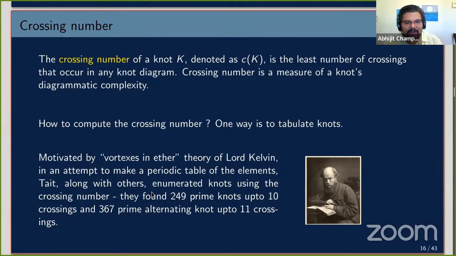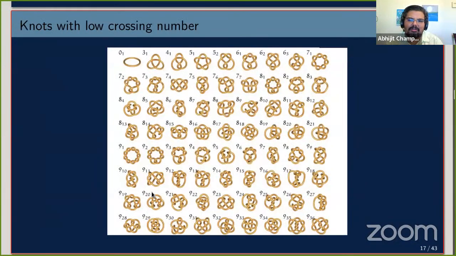And they enumerated knots using the crossing number, and they found 249 prime knots up to 10 crossings, and some more, about 300 some prime alternating knots up to 11 crossings. Now this was all done by hand, so it was quite formidable. Here is a piece of Tait's knot tables, and we saw we have this unknot right here, and we have the trefoil right here, we have the figure eight knot, and it goes on there.